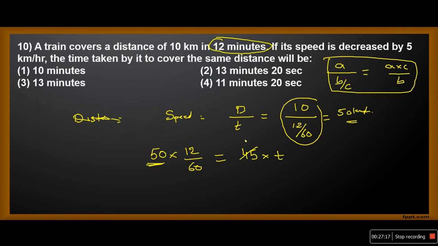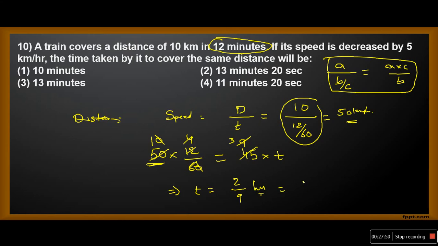5 9s are 45, 5 10s are 50, and 3 3s are 9, 3 4s are 12. That implies t is equal to, 0 and 0 will get cancelled, so 2 by 3 into 1 by 3. If I bring this 3 here, you will get 2 by 9 hours.